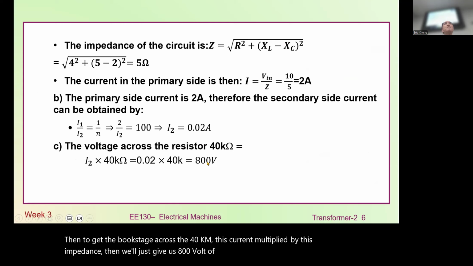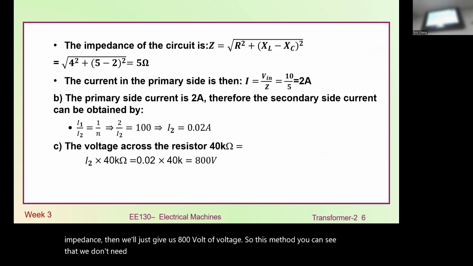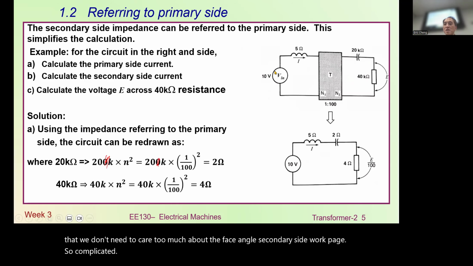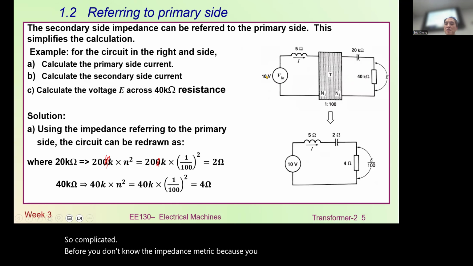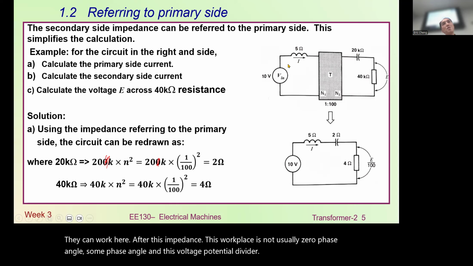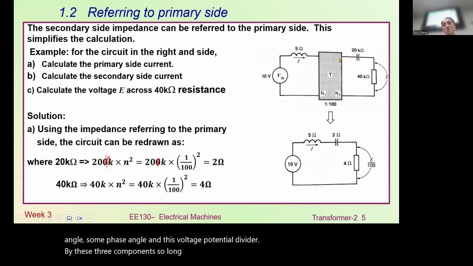So with this method, you can see that we don't need to care too much about the phase angle of the secondary side voltage. It is so complicated before, if you don't know impedance matching, because you have 10 volt here, and after this impedance, this voltage is not usually zero phase angle, it has some phase angle. And this voltage potential is divided by these three components. So not an easy way to get this voltage anyway.